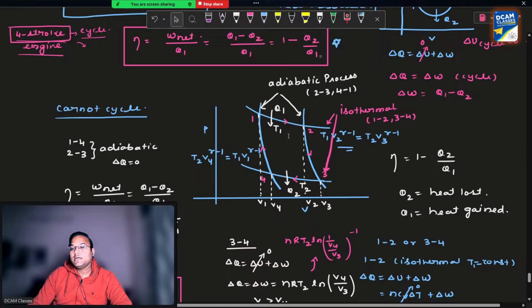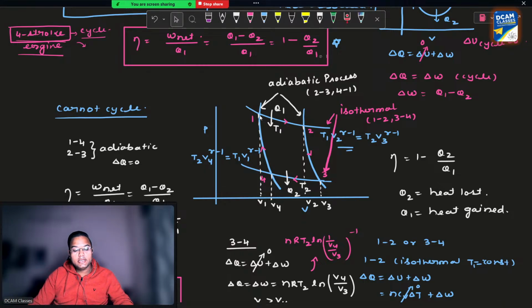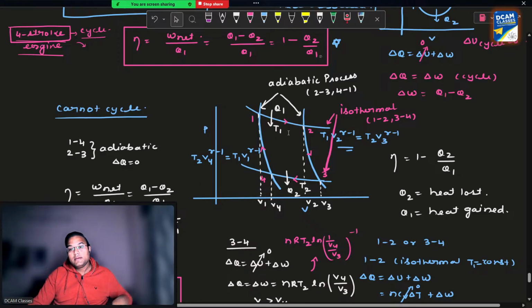2 to 3, actually I'll tell you in short. The 1 to 2 cycle is going like this: 1, 2, 2 to 3, 3 to 4, and again 4 to 1. Clear? Like this it is going. Now in this, what they have given, what processes are there.